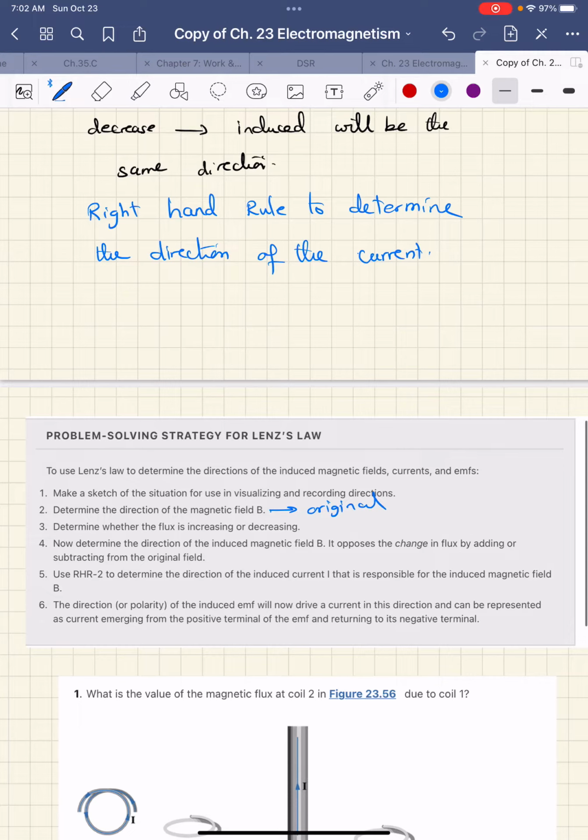And the direction or polarity of the induced EMF will now drive a current in this direction and can be represented as current emerging from the positive terminal. Yeah, this is what your textbook is doing, but I find it a little confusing.